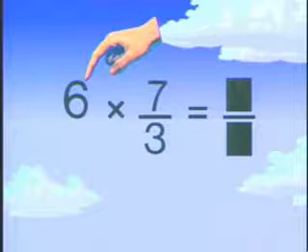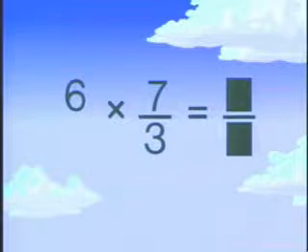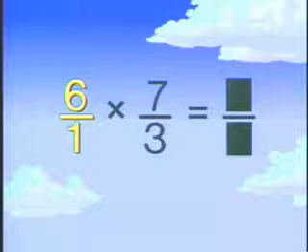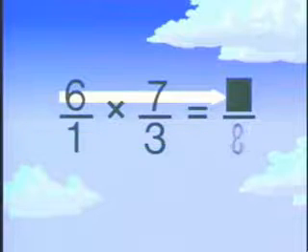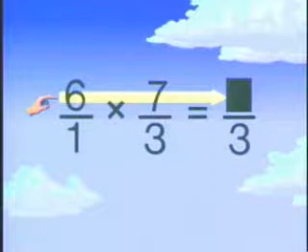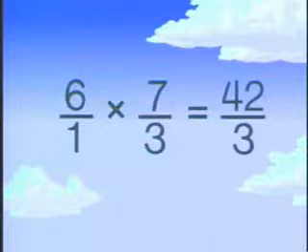Here's 6 times 7/3. We use the same procedure when we multiply a whole number by a fraction. The first thing we do is change 6 into a fraction. What's the simple fraction for 6? Yes, 6/1. Now we have a fraction times a fraction. What do we get when we multiply on the bottom? Yes, 3. And on the top? Yes, 42. So 6 times 7/3 equals 42/3.